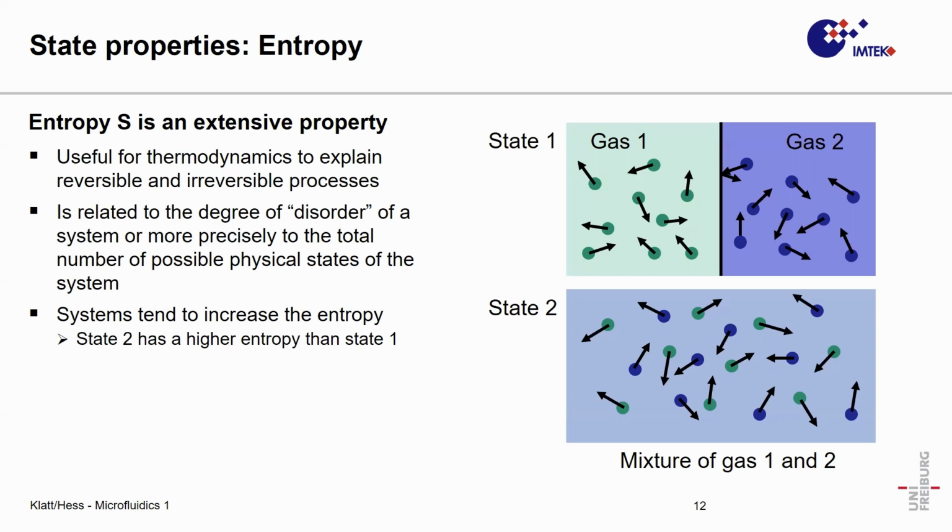And usually in thermodynamics, you can always say that a system tends to maximize its entropy, so it will become more chaotic. And this is why entropy is so common in thermodynamics, because you can explain processes which are otherwise hard to explain.